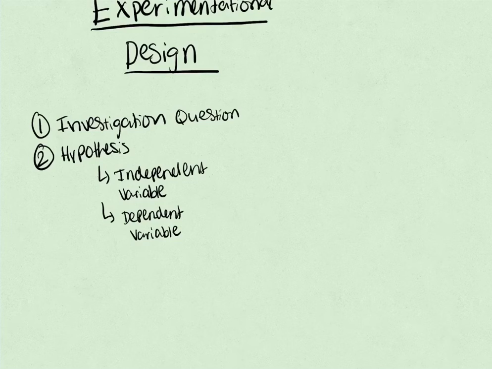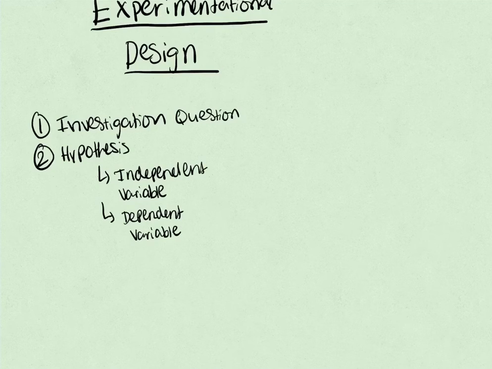So let's start by talking about what an independent variable is. The independent variable is the variable that is being manipulated or changed throughout the scope of this experiment. The dependent variable is the effect of the manipulation by the independent variable. So you can think of this more or less as cause and effect, the independent variable being the cause and the dependent variable being the effect.